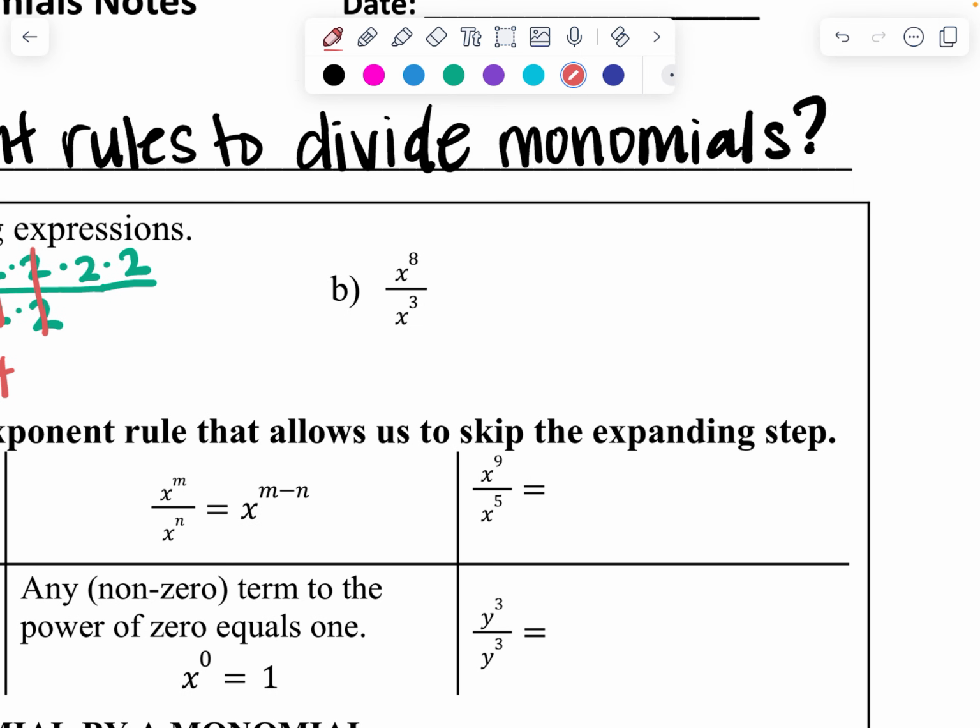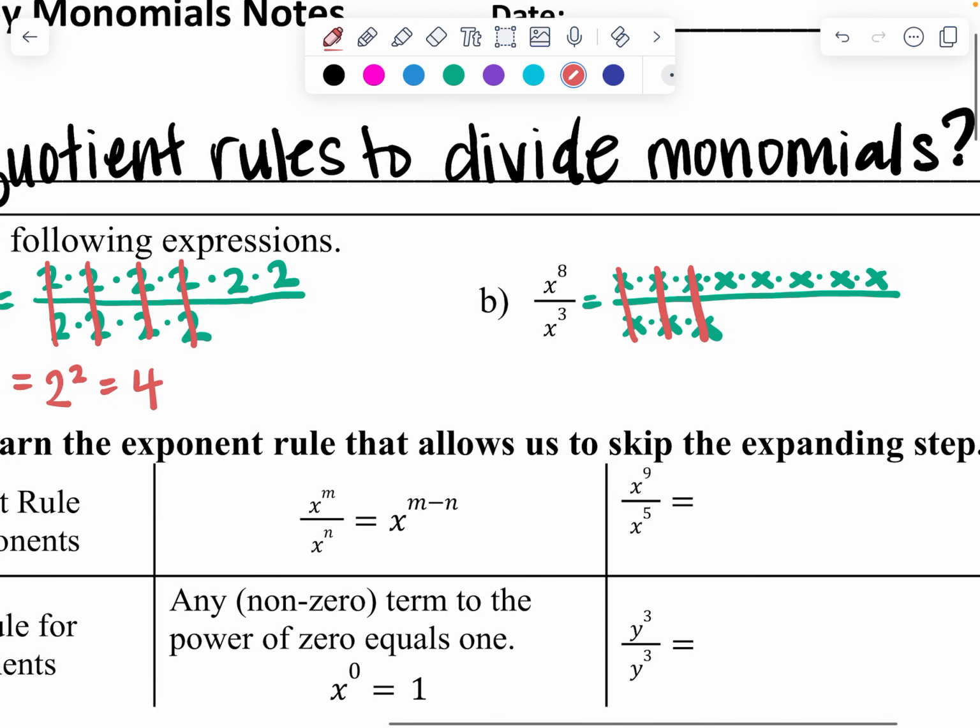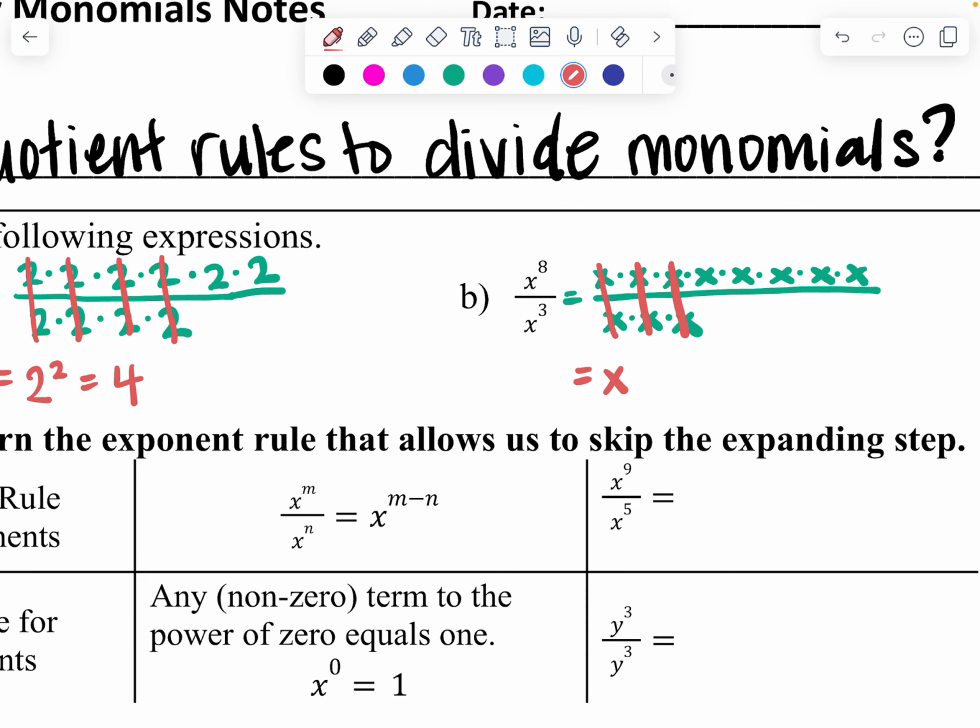Now, in terms of x, we can expand this as well. X multiplied by itself 8 times divided by x times x times x. And again, x divided by x is 1, because anything divided by itself is 1. So we're left with x to the power of 5.